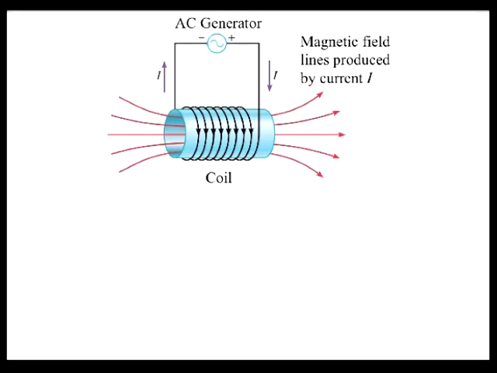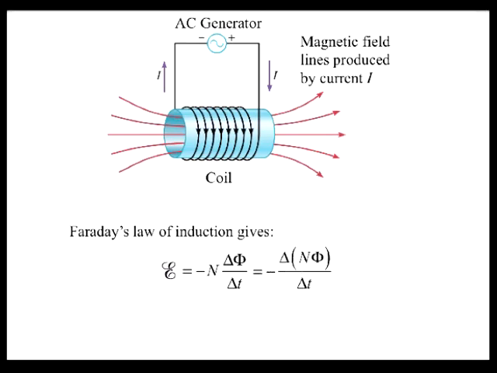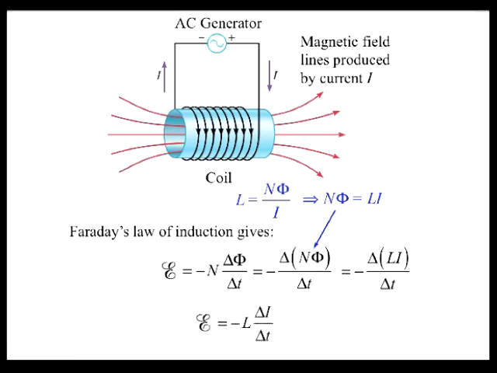As we had done with mutual inductance, we plug this into Faraday's law of induction to give E equals negative n times delta phi divided by delta t, which equals negative delta n phi divided by delta t, which equals negative delta L I divided by delta t. Or the EMF due to self-induction is negative L times delta I divided by delta t, where the unit of self-inductance, or just inductance, L, is the henry.